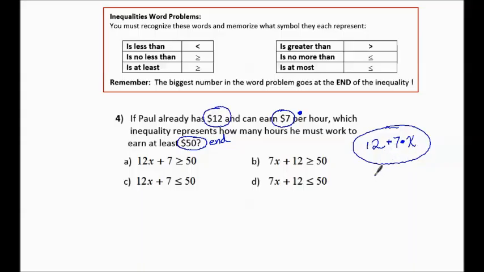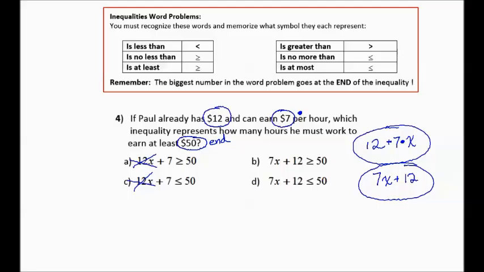It may be in a different order. It might have the 7x first and then the 12. They are the same thing. So which one of these has this option? The x should be with the 7, so we can scratch this option out and this option out. And now we've narrowed it down to B and D.